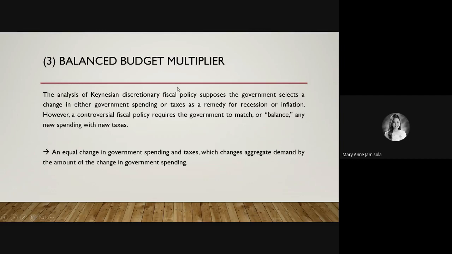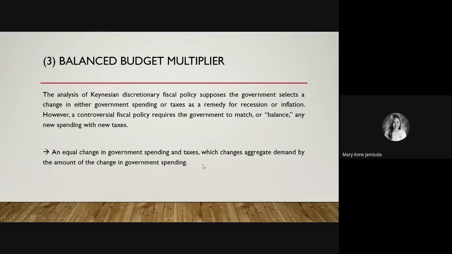Then we have the balanced budget multiplier. The analysis of Keynesian discretionary fiscal policy supposes the government selects a change in either government spending or taxes as a remedy for recession or inflation as the case may be. So, katong ato ang gi-discuss ganina, di ba, stand-alone basis nga. Kung government spending lang ilang hilabtan, government spending rajud. Or taxes rajud. However, a controversial fiscal policy requires the government to match or balance any new spending with new taxes. So, an equal change in government spending and taxes, which changes aggregate demand by the amount of change in government spending. So if naa kuno tay corresponding change in government taxes and government spending, ang shift daw ana sa atong aggregate demand will be equal to our government spending ra.